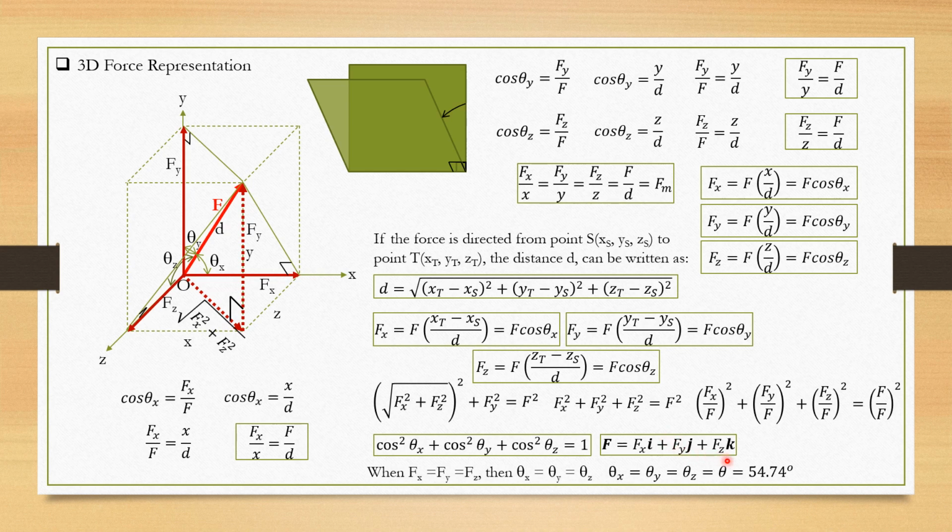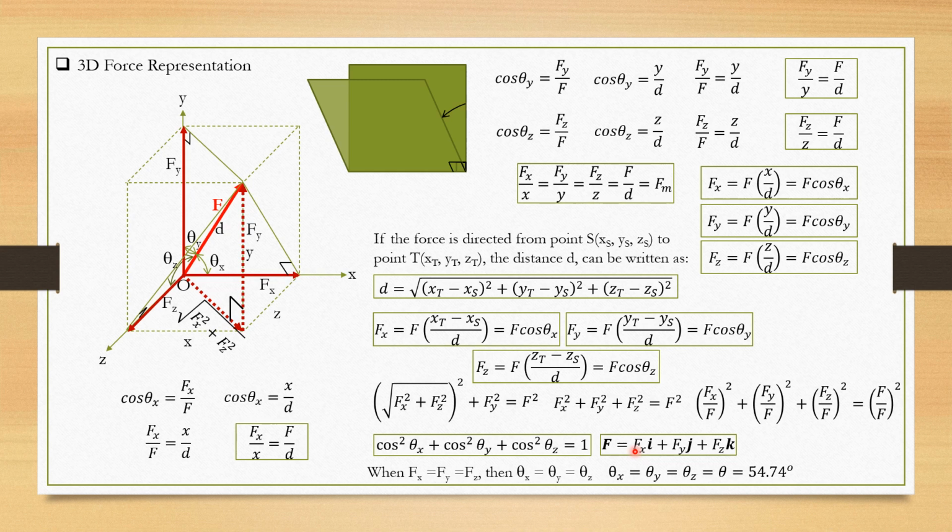Fx i plus Fy j plus Fz k, or simply magnitude of force. This is in vector form, it's boldface. Magnitude of force times quantity x component of distance, which is xt minus xs in general, plus y component of distance, which is yt minus ys, then times the unit vector j, then z component of distance, which is z sub t minus z sub s, times the unit vector along the z-axis, divided by distance.